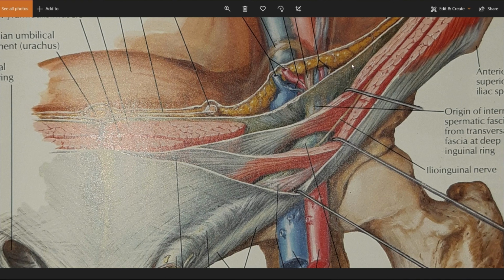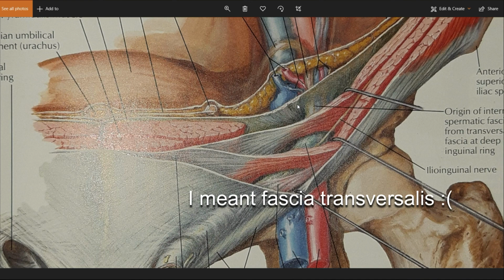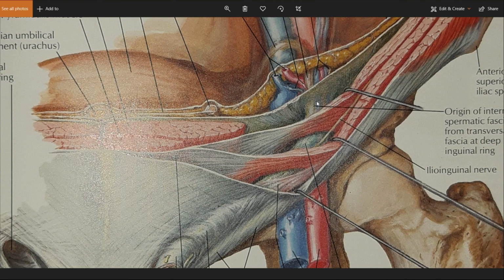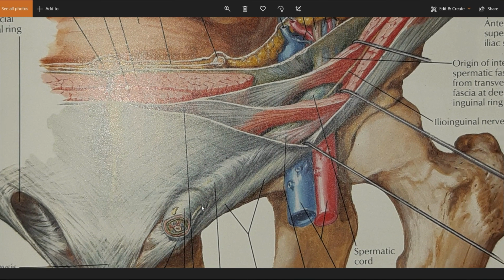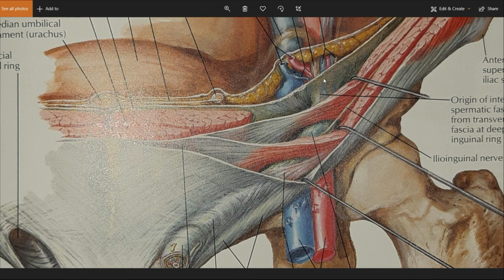Now, remember that this is the transversus abdominis. So, in the transversus abdominis, we had what? The deep inguinal ring, right? So, what is actually happening? Now, listen to me very carefully. The deep inguinal ring is present somewhat over here, in the fascia transversalis. The superficial inguinal ring is present over here. The superficial inguinal ring is triangular in shape. The deep inguinal ring is oval in shape.